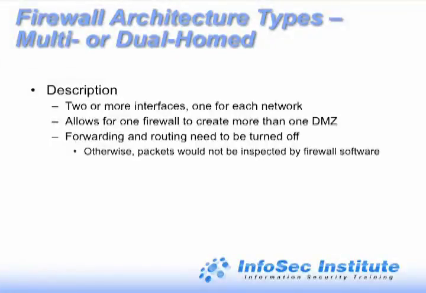Okay, multi or dual homed. Basically, the description is you have two or more interfaces, one for each network, and this allows for one firewall to create more than one DMZ. Forwarding and routing needs to be turned off.